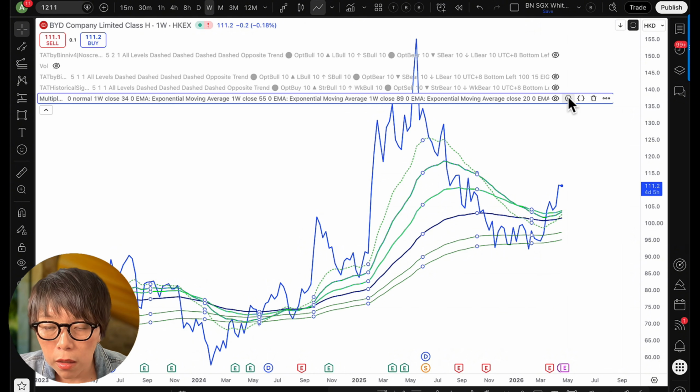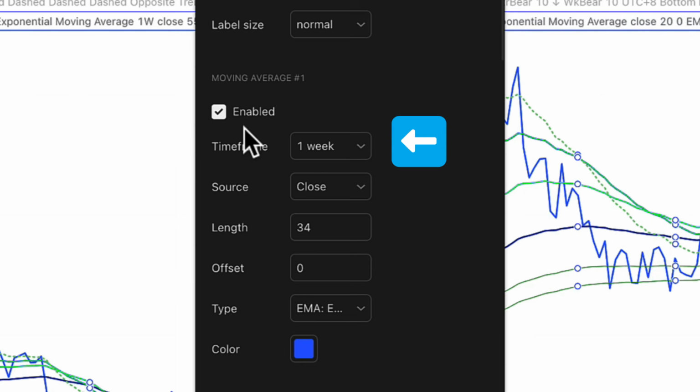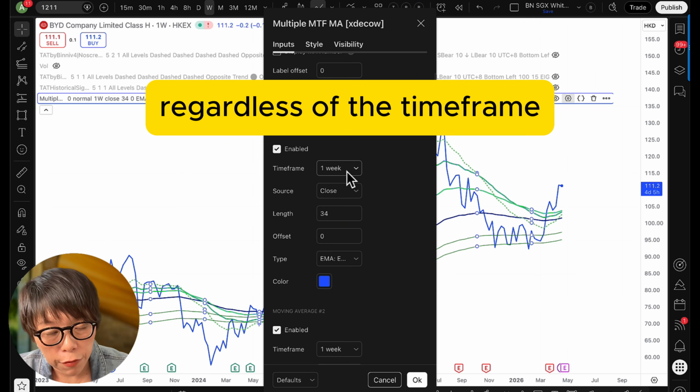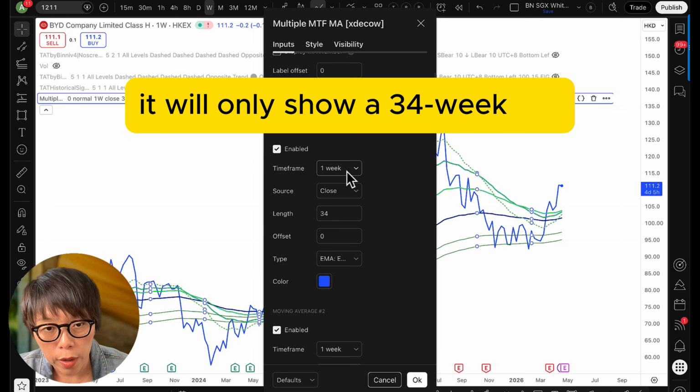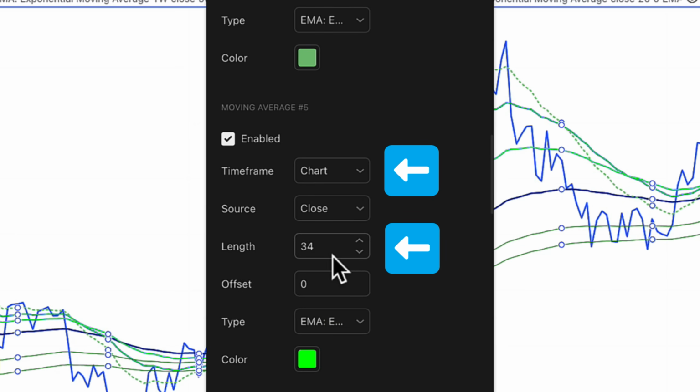So in TradingView, for this particular indicator, yes, I can say I want to show a 34 moving average, but the time frame that I want to use is only a week. So regardless of whether I flip to a week or a day time frame, it will always be showing a 34 week moving average. So for example here, I have this as 34, right? So what is this 34?